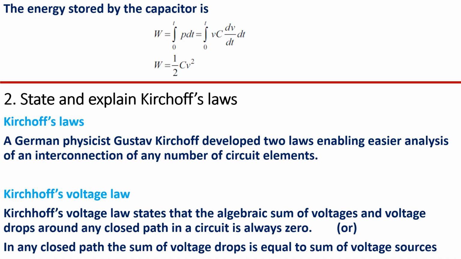State and explain Kirchhoff's laws. A German physicist Gustav Kirchhoff developed two laws enabling easier analysis of an interconnection of any number of circuit elements. Kirchhoff's voltage law states that the algebraic sum of voltages and voltage drops around any closed path is 0, or in any closed path the sum of voltage drops is equal to the sum of voltage sources.